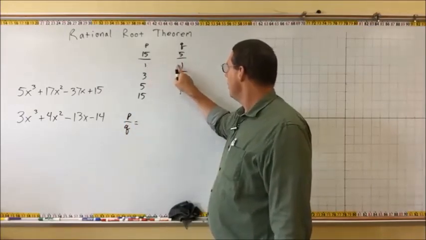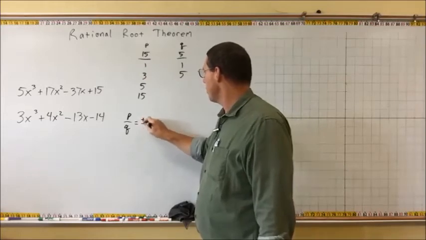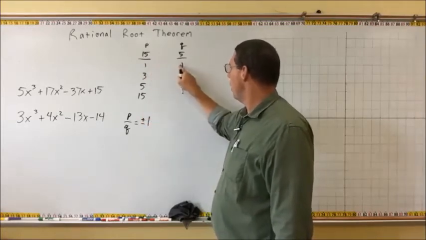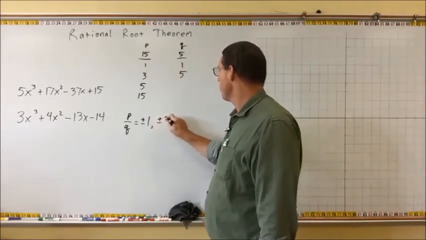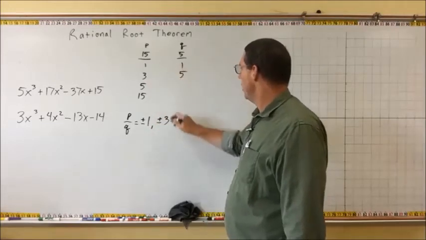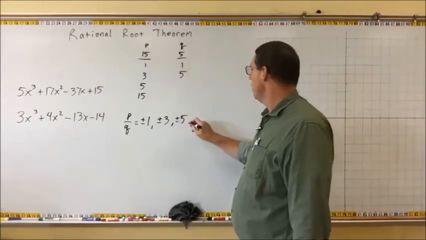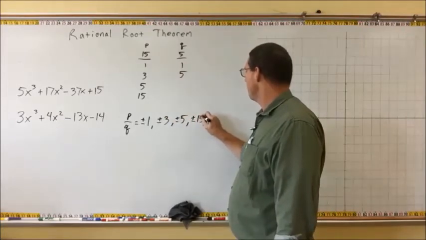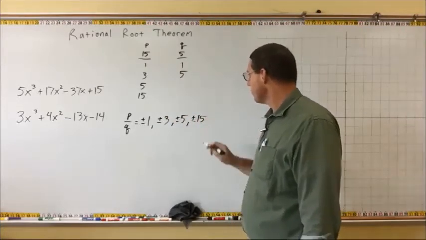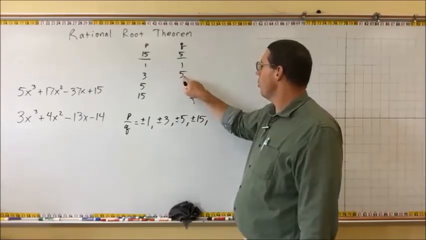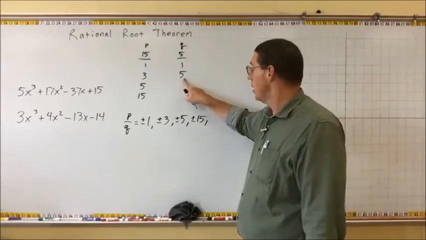1 over 1, which is plus or minus 1. 3 over 1, which is plus or minus 3. 5 over 1, which is plus or minus 5. 15 over 1, which is plus or minus 15. Right? All right, we're done with 1. Now we're going to go over 5. We're about halfway done.